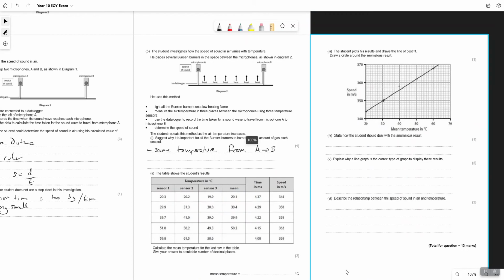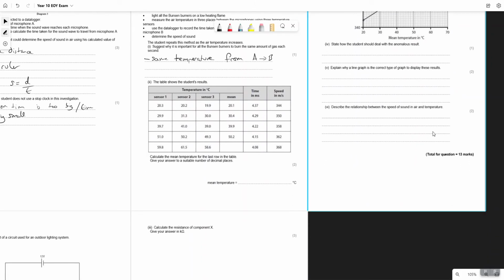Right. Then we have a table of results, and we have to calculate a mean and give your answer to a suitable number of decimal places. There is a big clue in that all the numbers here, in this sensor area, are to one decimal place, and all the means are to one decimal place. A lot of people didn't like that and wanted to write four, but everything in this table is screaming at you one decimal place. So pay attention to what you're being given.